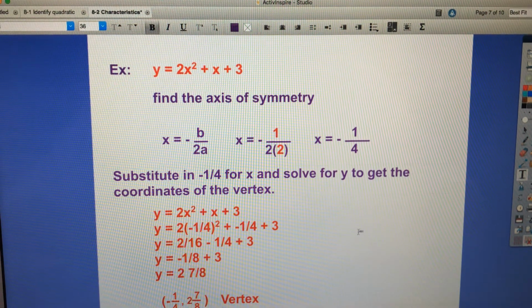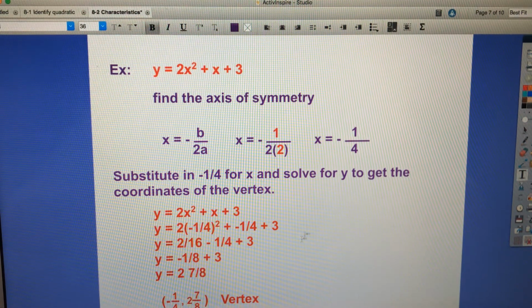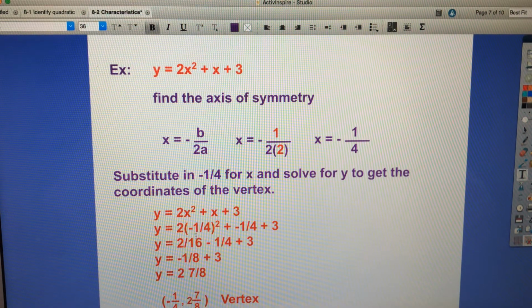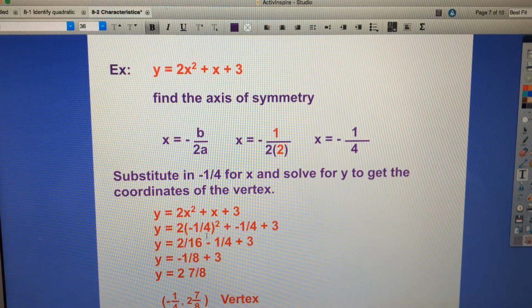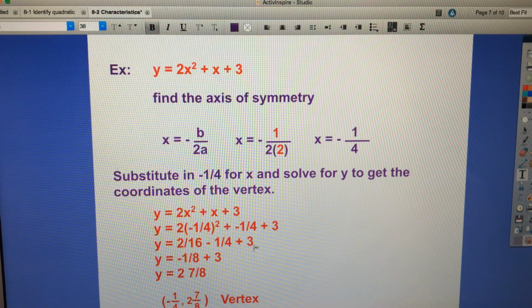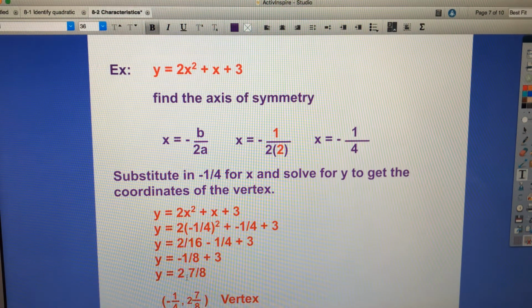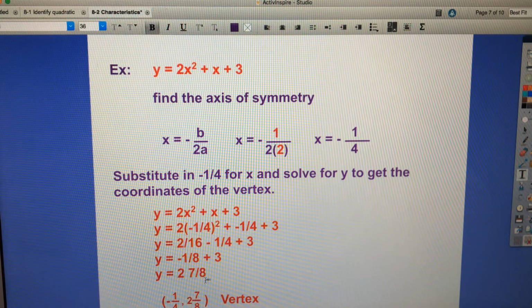Substitute in negative 1/4 for x. Wouldn't you wish I had chosen a number that would come out even and not a fraction? But no such luck. I replace x with negative 1/4, and I substitute and solve all along the way. My answer: y equals 2 7/8.